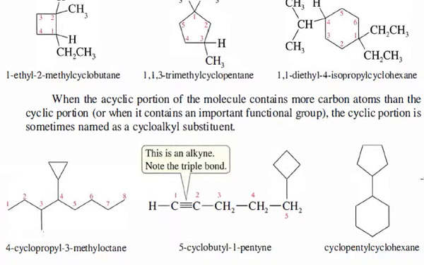And here we have the same thing. We have the triple bond here. So 1, 2, 3, 4, 5. So we have 5-cyclobutyl because we have 4 carbon atoms, 1-pentyne. And here we have cyclopentyl cyclohexane. Why? Because this one is bigger than the other one, so this one acts as a substituent.